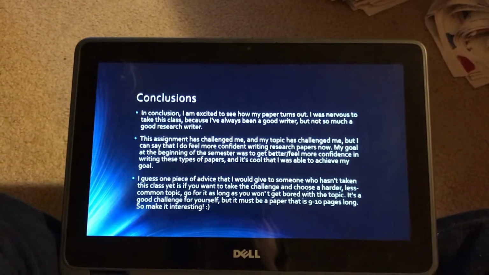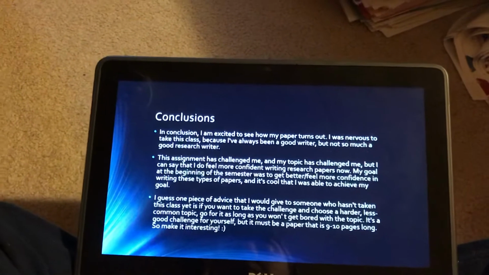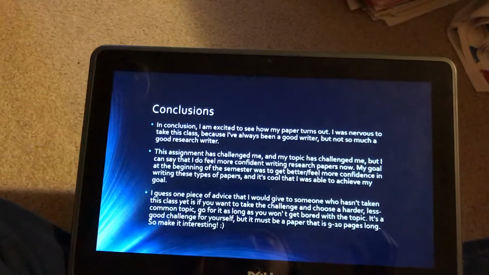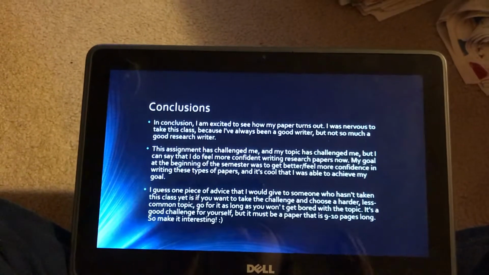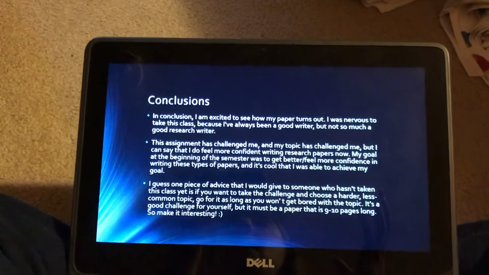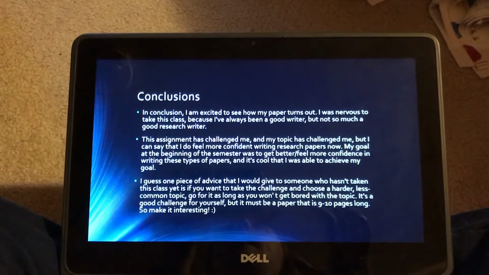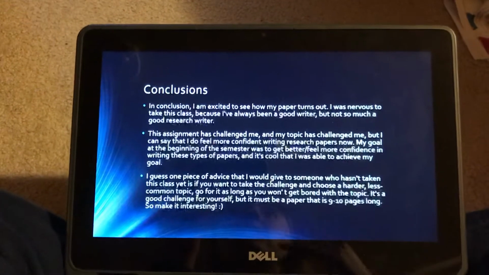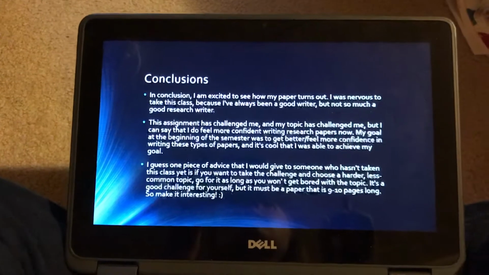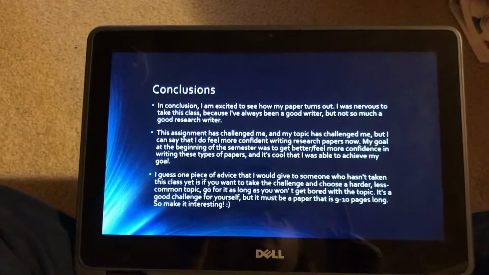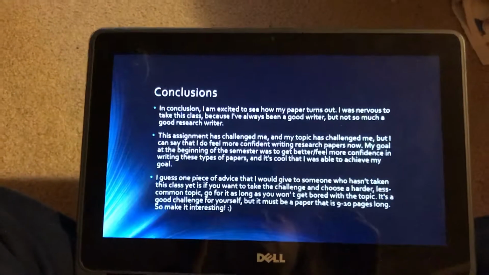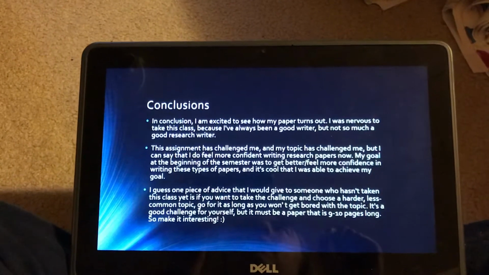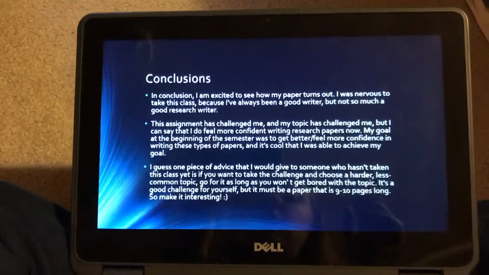And I guess one piece of advice that I would tell someone who has not taken this class is, if you decide to challenge yourself and choose a not so popular topic, a harder topic, I personally think you should go for it, but you have to make sure that you are willing to write 9 to 10 pages about it, and it has to be a topic that you are interested in too.